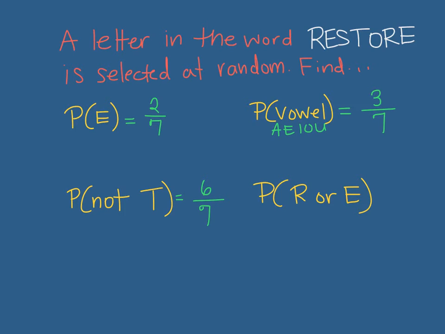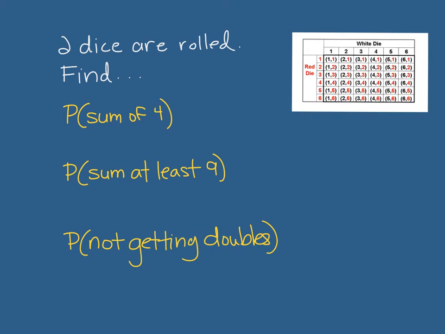And then what about the probability that we get an R or an E? So there's 1 R. There's 2 E's, so R or an E, that would be 3 out of total 7. Okay, and one more common example here. 2 dice are rolled. Find these following probabilities. When you roll 2 dice, there are 6 things that can happen on one die, and there's 6 things that can happen on the other one. In this image, they are color-coded. What happens on the red one versus what happens on the white one, so you can see.